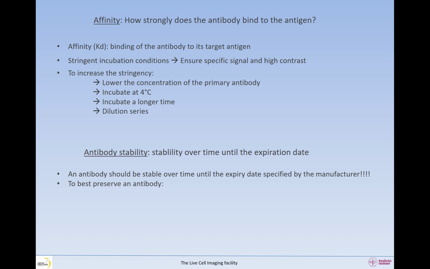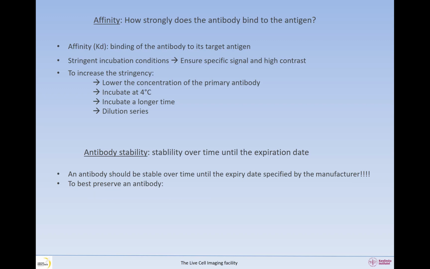Also, we can do dilution series, especially when you are using the primary antibody for the first time. You should always do a dilution series. You start with exactly what is written in the protocol, and then you just dilute by going in big steps. And you will find the place where you will get the best staining without any background all around.